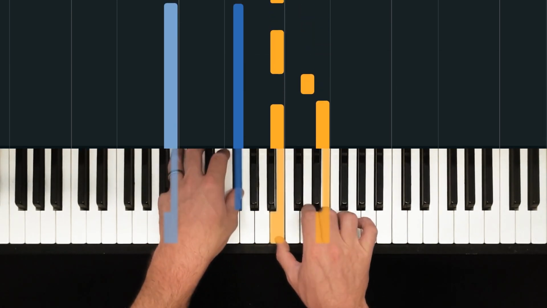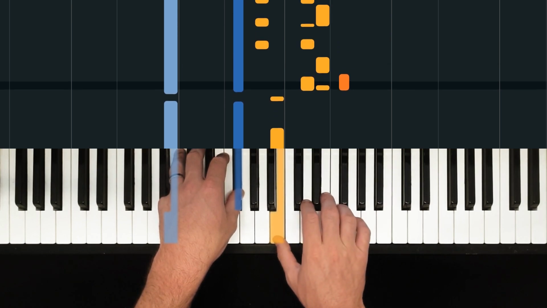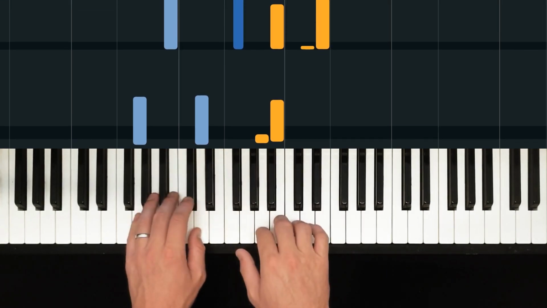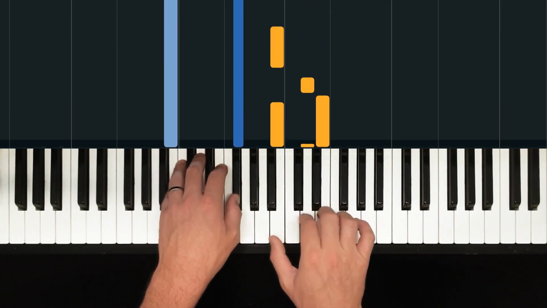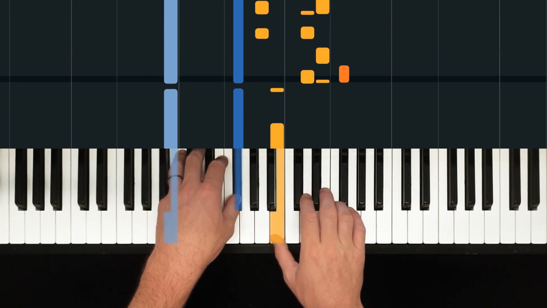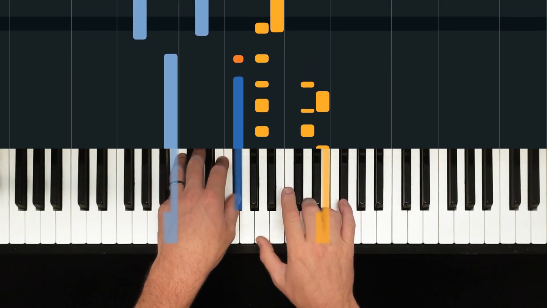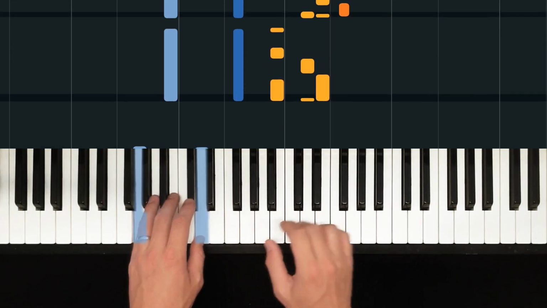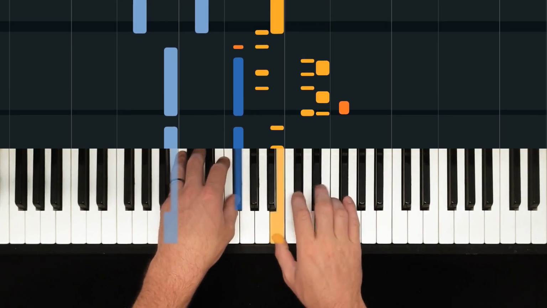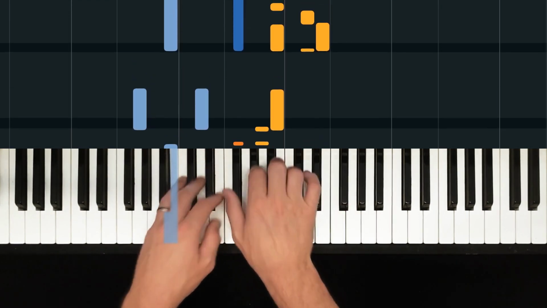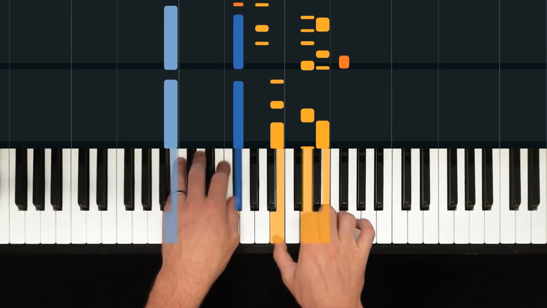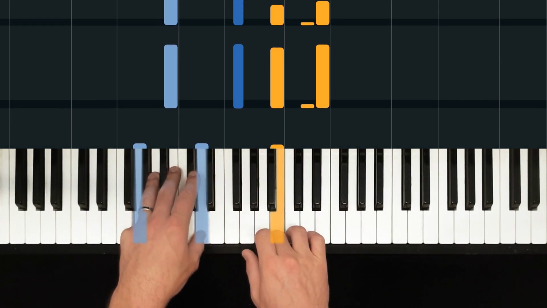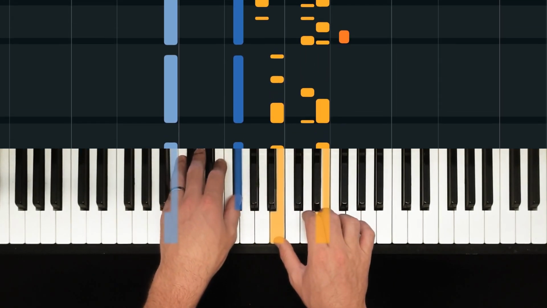So 1 and that again. 1. There we go. With the proper speed, do it a few times. Again. And that idea comes back throughout this piece. Okay?